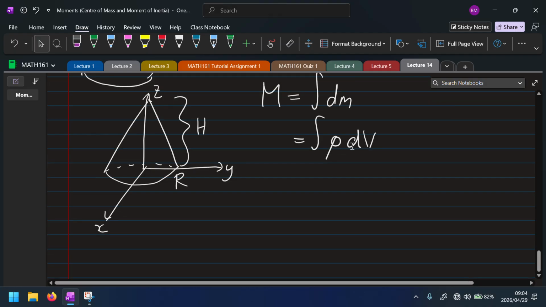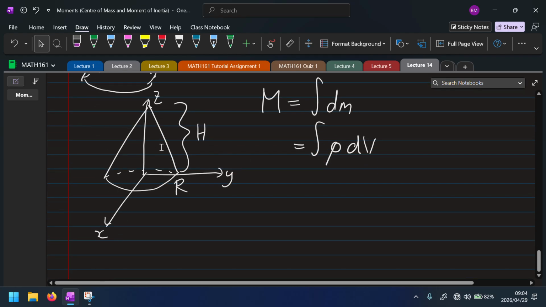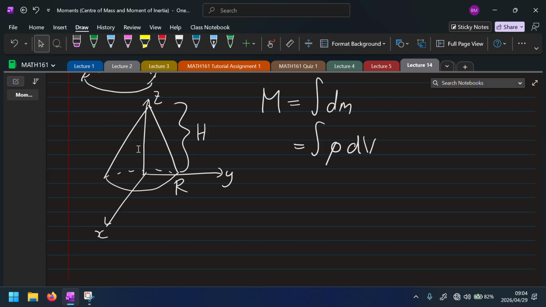So we know rho is 3x squared. Given the shape, given rho, what should we use for dv? Cross-section method, disk method, washer method, shell method. What can we use?